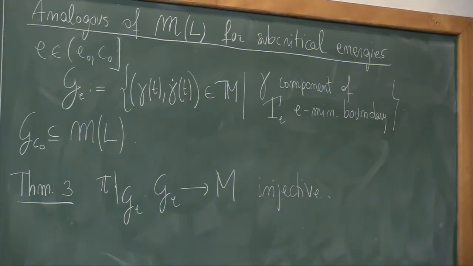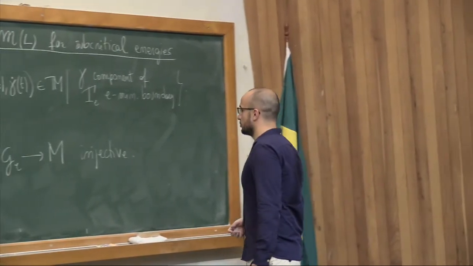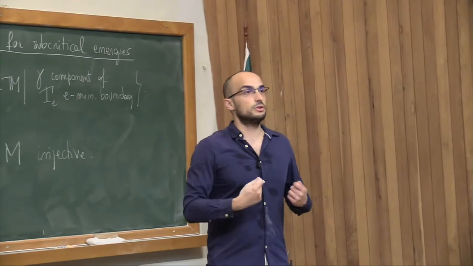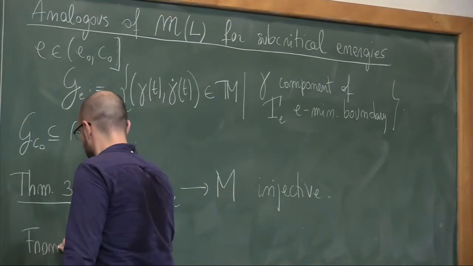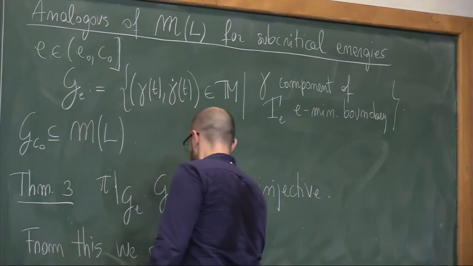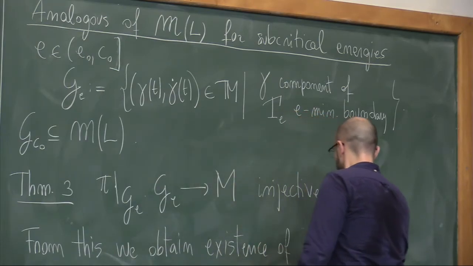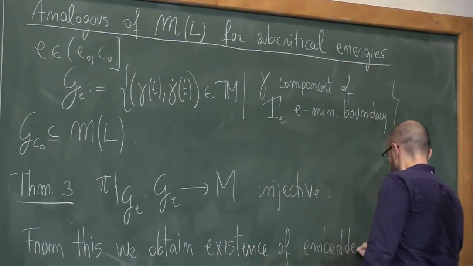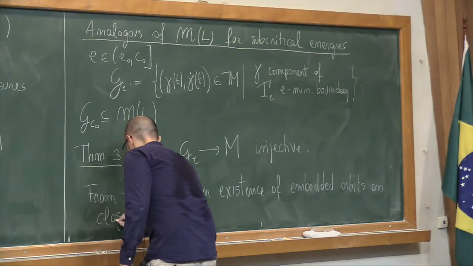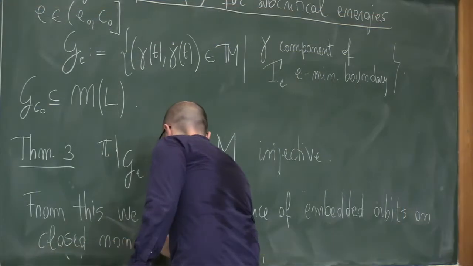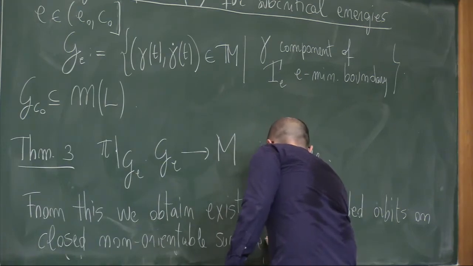Okay, very good. So far this theorem is probably not very interesting, but what it allows us to do is to show the existence of embedded periodic orbits, also on non-orientable surfaces. So from this, we obtain the existence of embedded orbits on closed non-orientable surfaces. Okay, how do we do it?